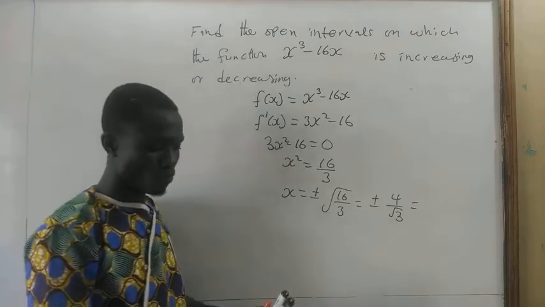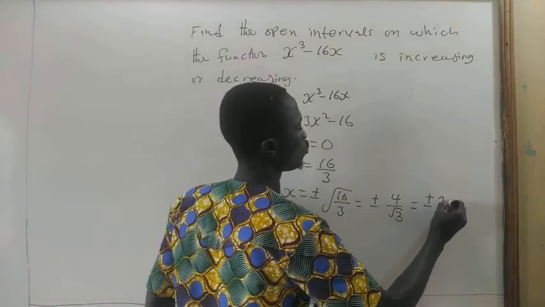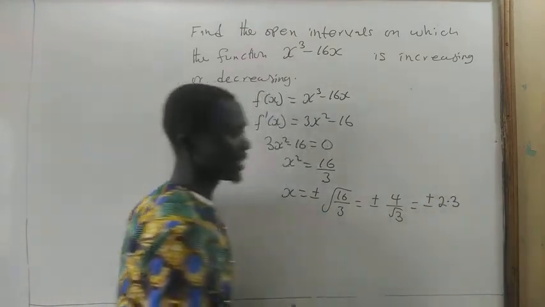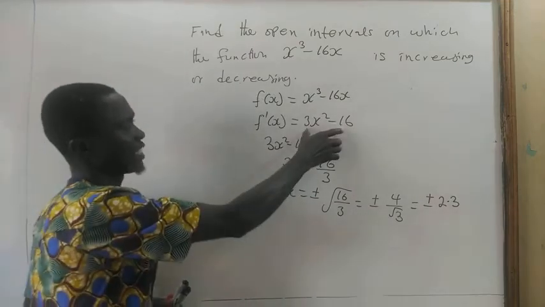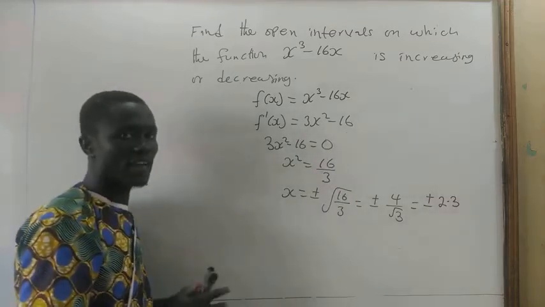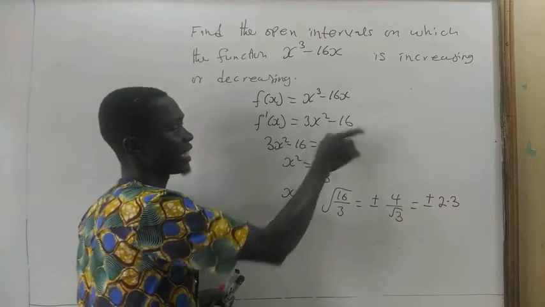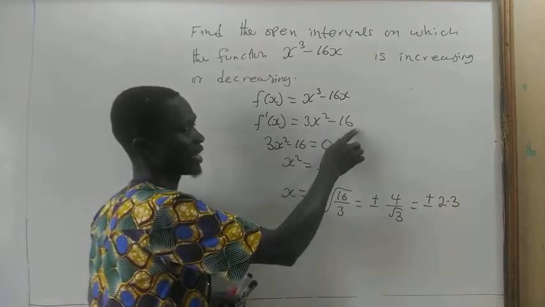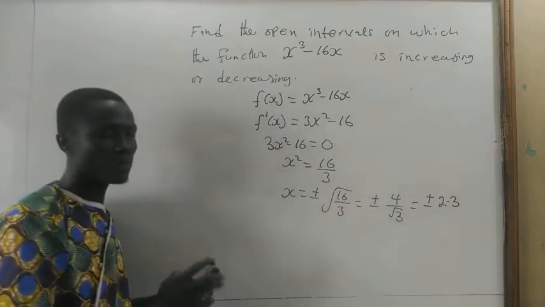That will give us 2.3 to 2 significant figures. So you have plus or minus 2.3 to 2 significant figures. Now, this is a polynomial function and it is continuous everywhere. So you will not get any undefined here because it's not a rational function. So these are the only two critical points.